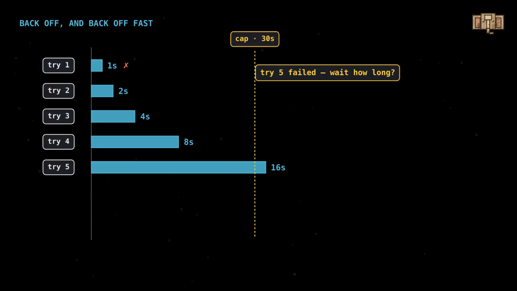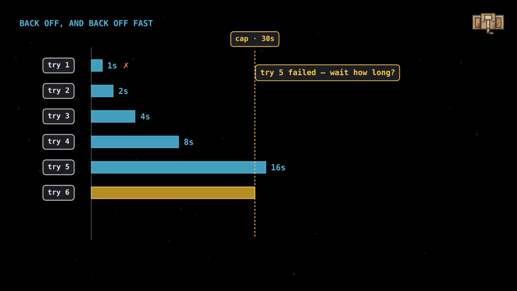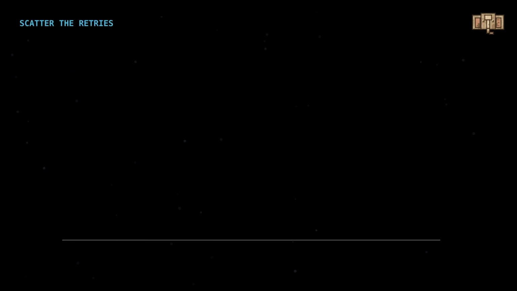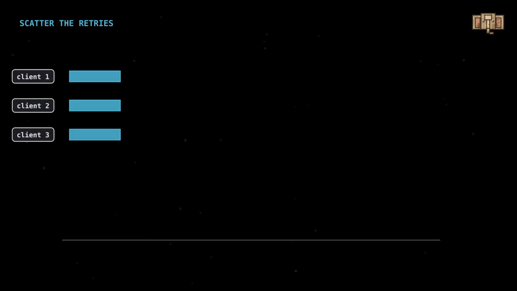2 details make this production grade. First, cap the wait, say at 30 seconds, so a long outage doesn't push retries out to absurd hours. And second, set a budget. After enough attempts, you stop, declare the call failed, and hand the decision up a level. Infinite patience is not a strategy, but exponential backoff alone has a sneaky flaw.